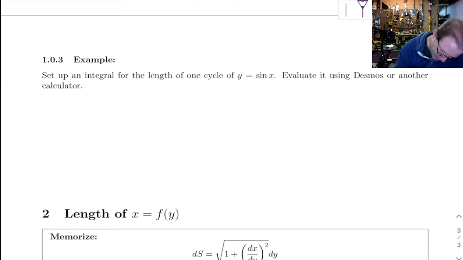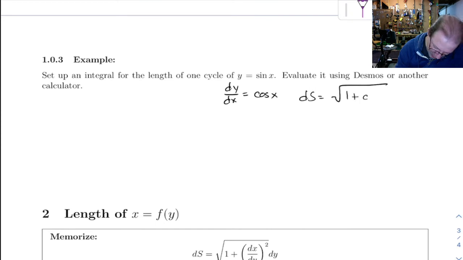Our dy/dx, the derivative of sine is cosine. And so our ds in this case is going to be the square root of 1 plus cosine squared x dx. And it's always tempting to try to replace that with sine squared, but we can't. If that were a minus, it would be sine squared.